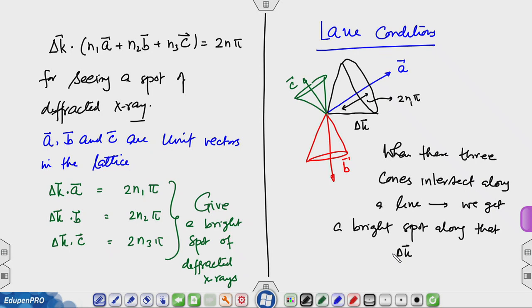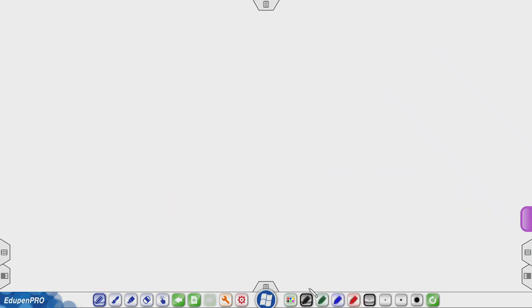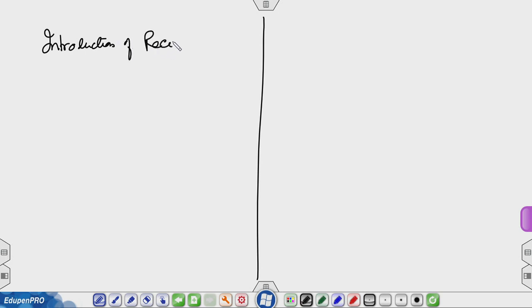Now, taking advantage of this, I am going to introduce something called the reciprocal lattice through this. Introduction of reciprocal lattice.